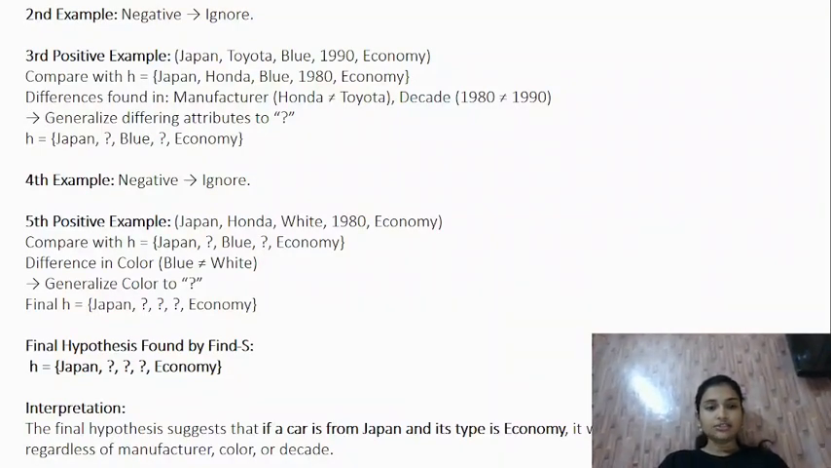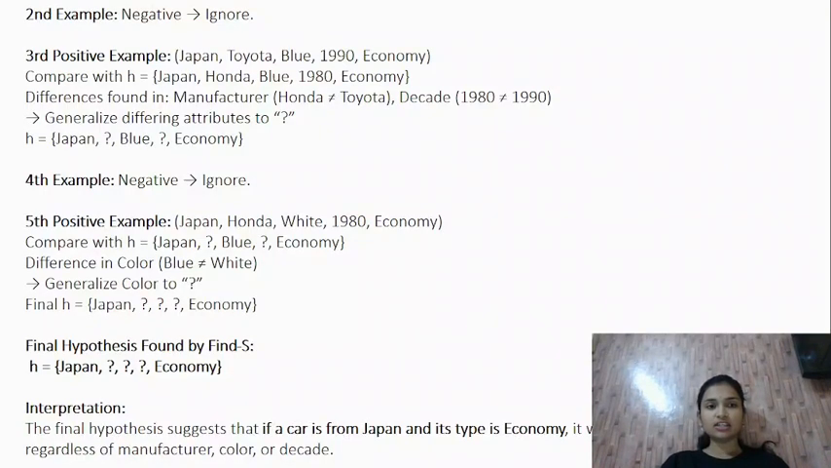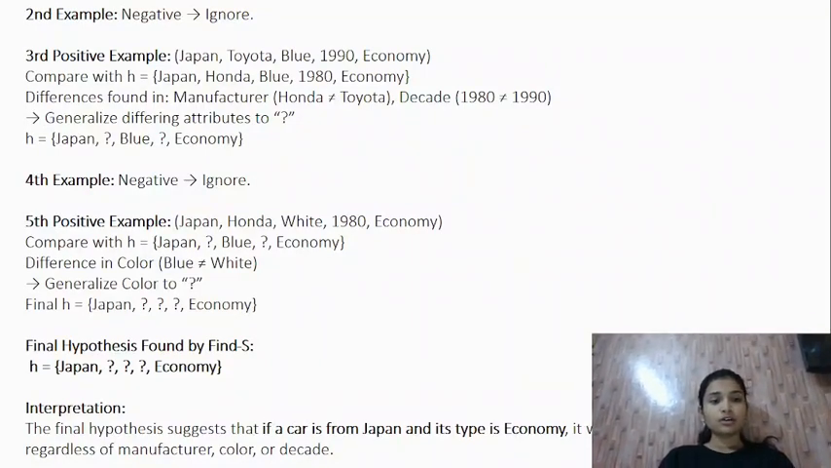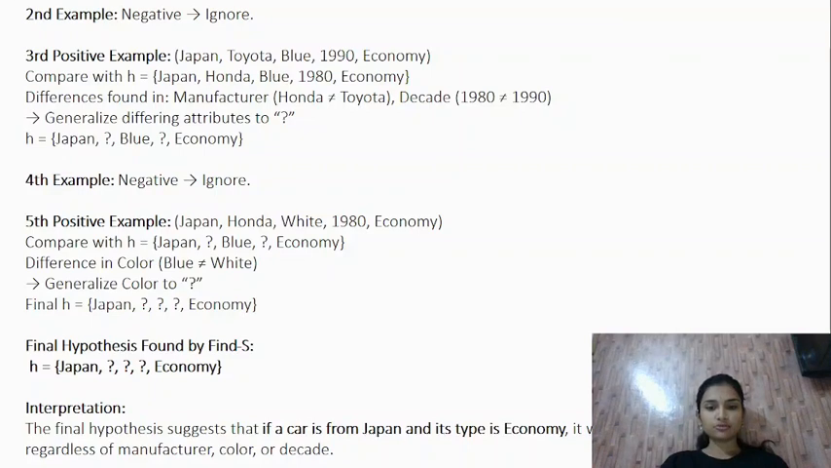Fifth positive example: Japan Honda White 1980 economy. Compare with H. We will compare this with the third positive example. Difference in color. So here is the difference in color. We will put a question mark there. Final hypothesis found by Find-S. Okay, now the hypothesis remains Japan, question mark, question mark, question mark, economy. Interpretation: the final hypothesis suggests that if a car is from Japan and its type is economy, it will always be classified as positive, regardless of manufacturer, color, or decade. Manufacturer, color, decade can be anything; if the car is from Japan or its type is economy, then we will always classify it as positive.